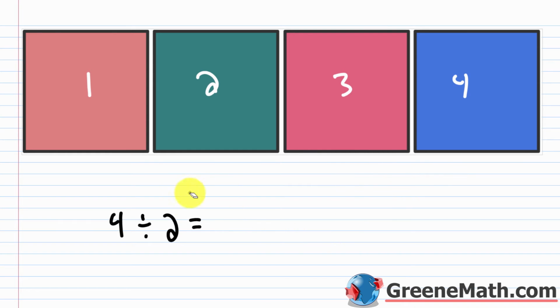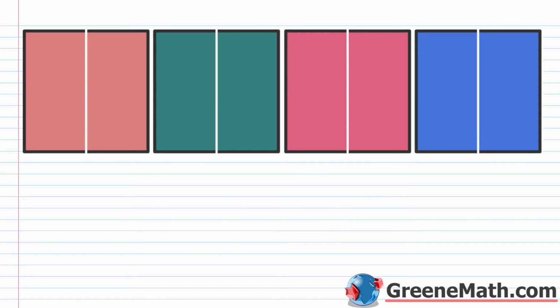Now, what if I change this up a little bit and I said, what is 4 divided by 1/2? Well, using the procedure I just gave you, you could write 4 as 4 over 1, and then multiply by the reciprocal of this, which is 2 over 1. So that should give me 8. Well, let's think about this down here.